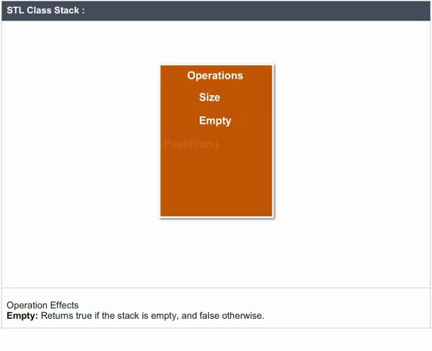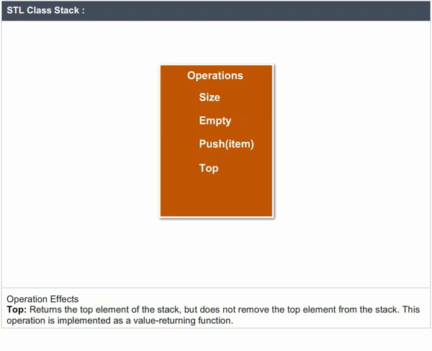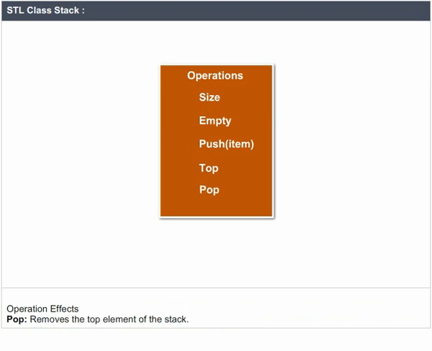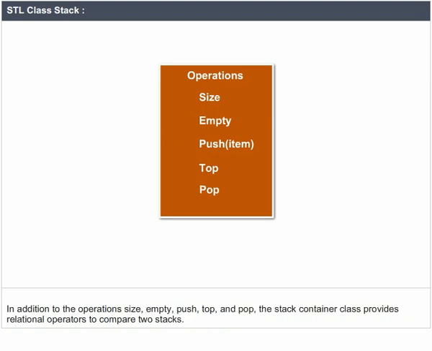Push item inserts a copy of item into the stack. Top returns the top element of the stack but does not remove the top element from the stack. This operation is implemented as a value returning function. Pop removes the top element of the stack. In addition to the operations size, empty, push, top, and pop, the stack container class provides relational operators to compare 2 stacks.